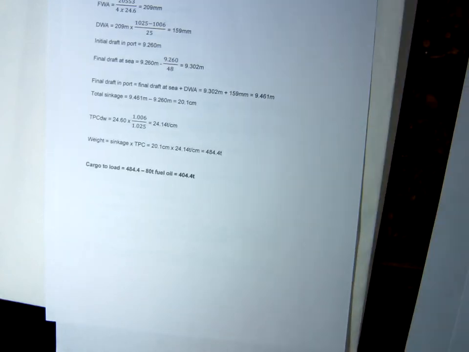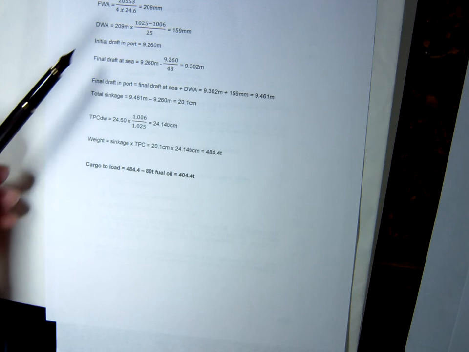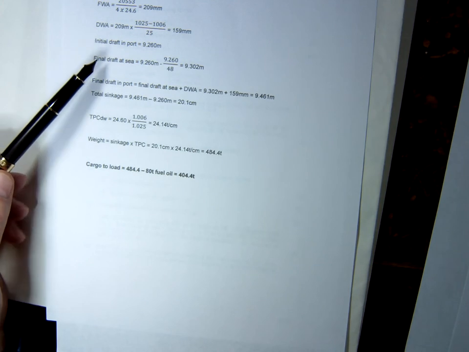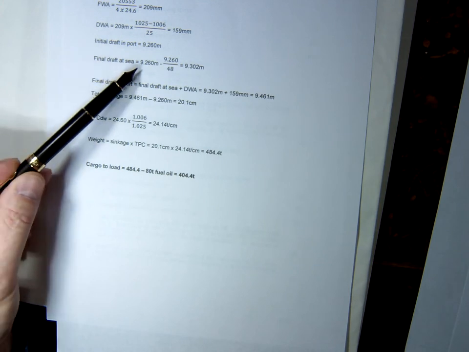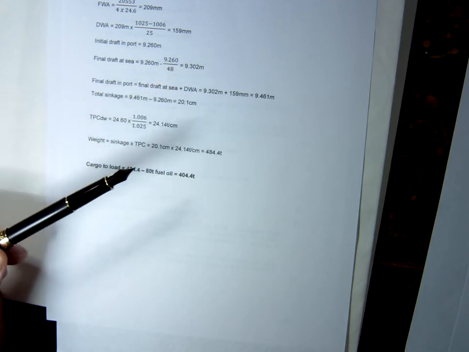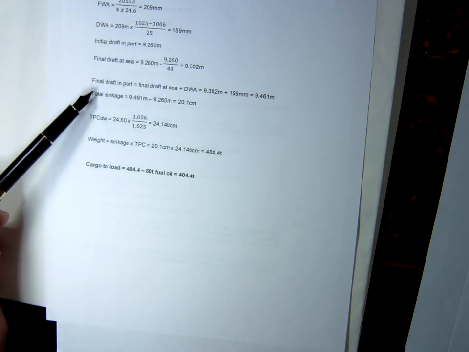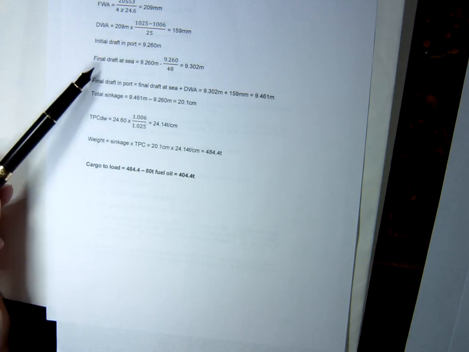Reasonably standard problem. First of all, I've calculated my freshwater allowance and then converted to dock water. So that's my initial draft import. Final draft at sea obviously is less 1/48, 9.302. So interesting to see there that the difference between the two, the initial draft import is 9.26, final draft at sea 9.302. Now we need our final draft in port.